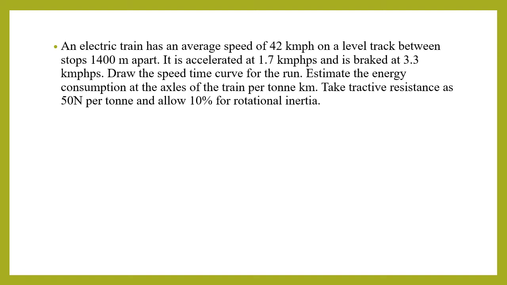So we have the given data. Average speed VA is 42 km per hour. Distance between stops is 1400 meter, that is 1.4 km.